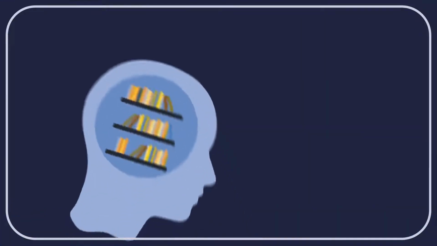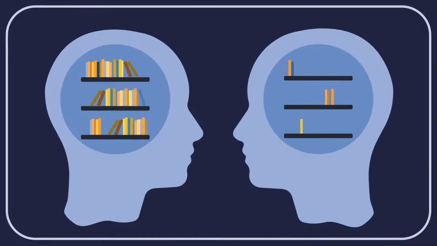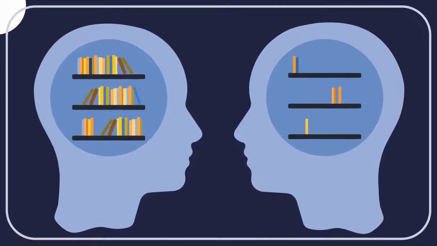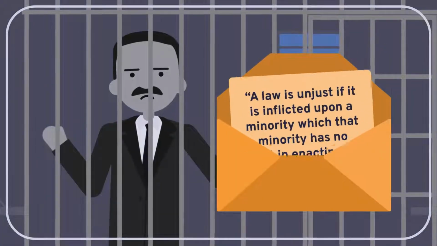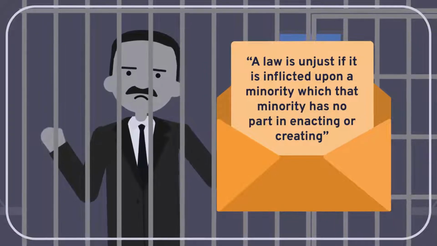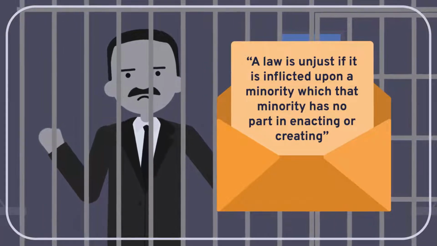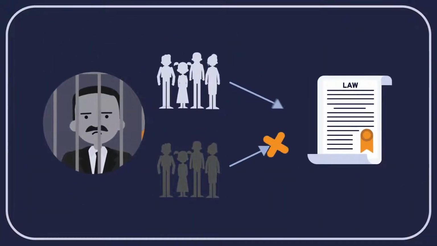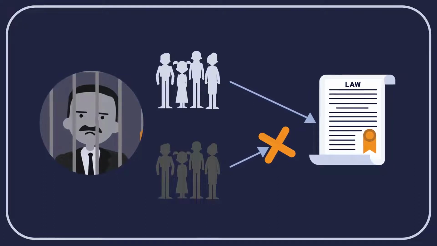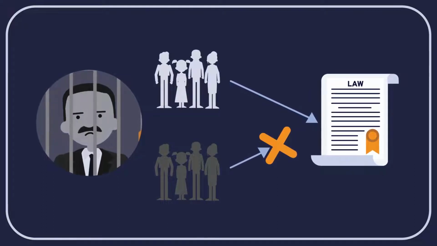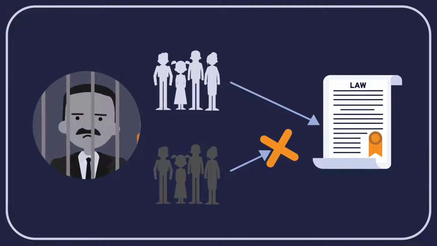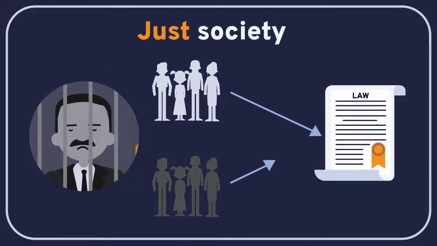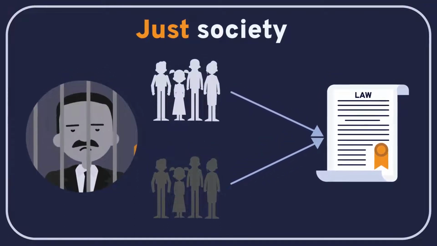In this video, I'm going to talk about whether voting should be restricted on the basis of how much you know. In his letter from a Birmingham jail, Martin Luther King Jr. said that a law inflicted upon a minority which that minority had no part in enacting or creating was for that reason unjust. King was alluding to the fact that black citizens were not given a meaningful say in the passage of segregation laws. But the principle he gives is a general one. In a just society, he suggests, people have a say in the passage of laws that affect them.